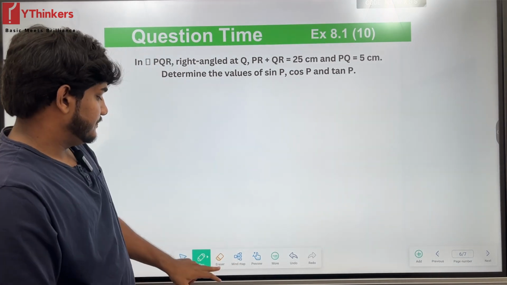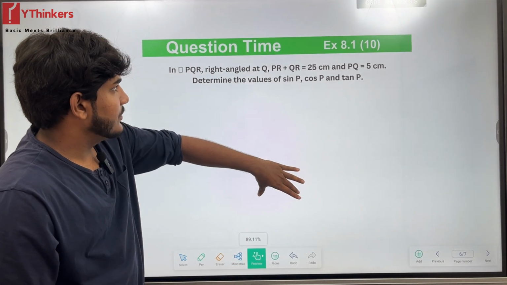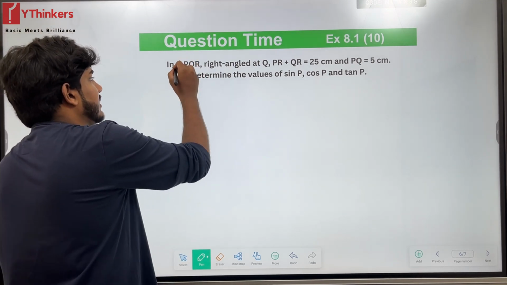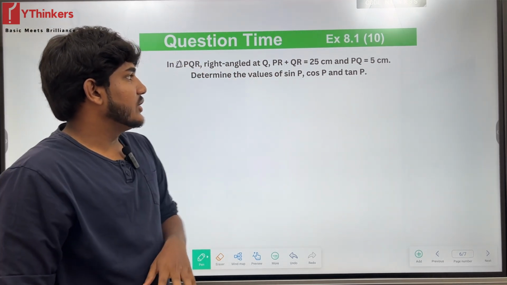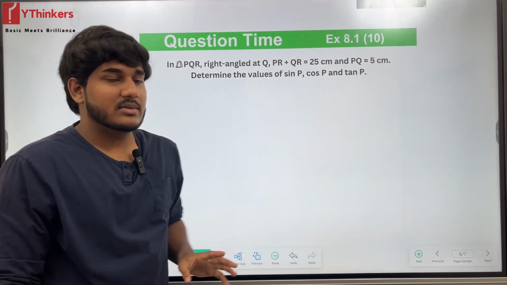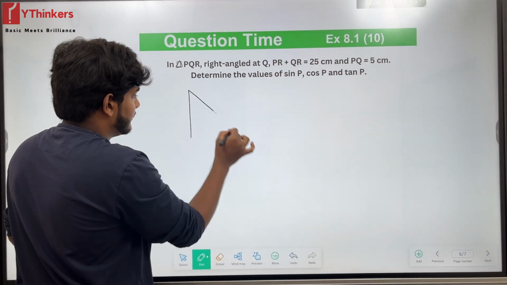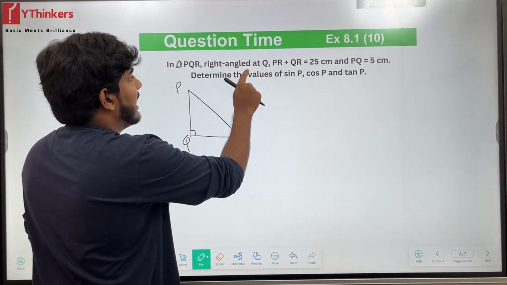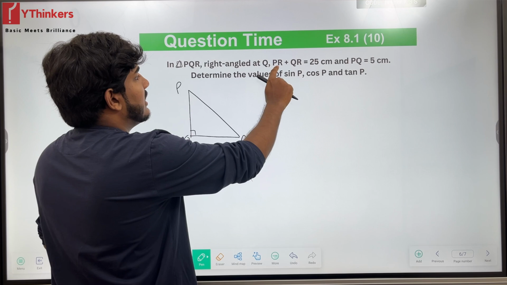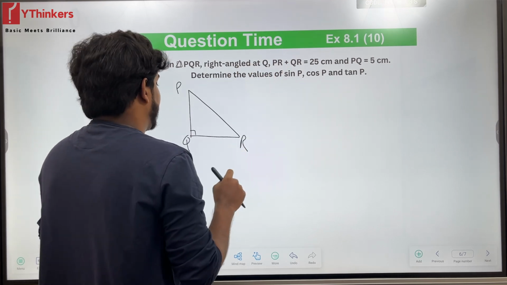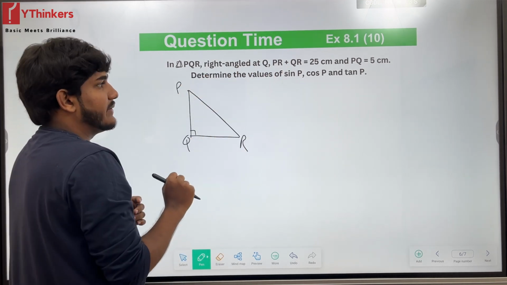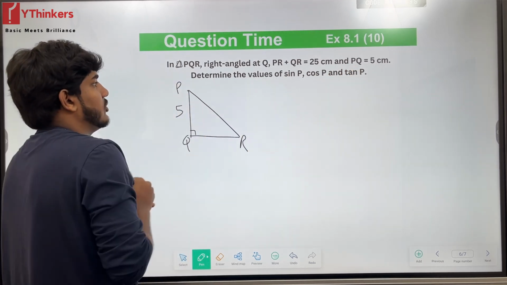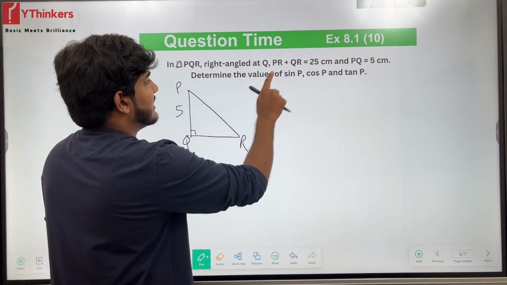Now let's move on to, I guess, the last sum of this topic. In triangle PQR, right angled at Q, PR plus QR is equal to 25. First I'll draw the triangle PQR, right angled at Q. PR plus QR is equal to 25. PQ is 5. So can I write 5? PQ is 5. Okay, no problem. And they're asking me sine and all those things.